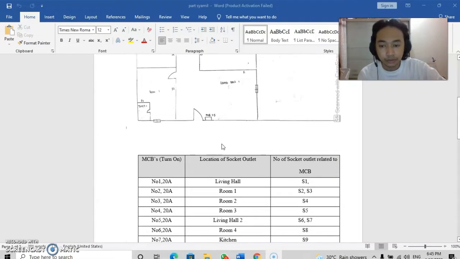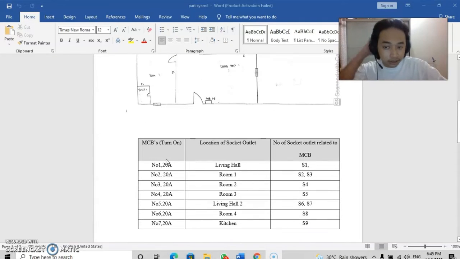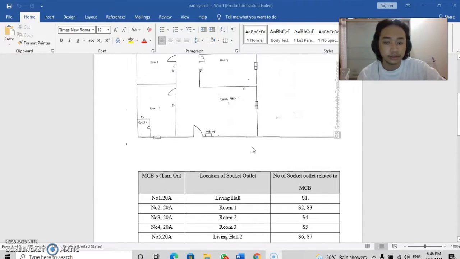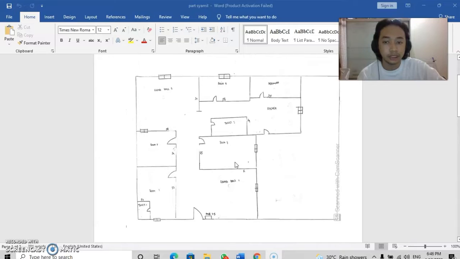Okay, so this is the house plan that I already drew with the switch and the MCB on my layout. As you can see here, the table that I made has MCB number 1, number 2, number 3 and until number 7, which is 20 ampere. Number 1 is living hall, number 2 is room 1, room 2, room 3, living hall 2, room 4 and the kitchen. The number of sockets, as you can see here, I already stated and put on the house plan layout.